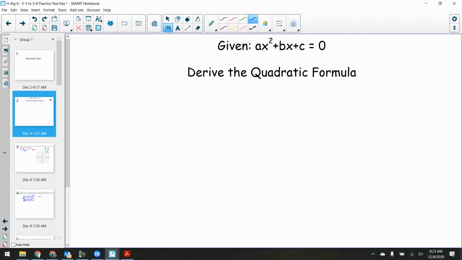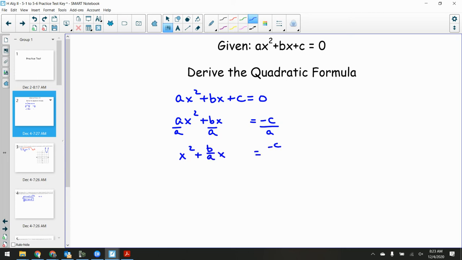Okay, so we've got ax squared plus bx plus c equals 0. Remember, always rewrite your given. Don't skip steps. Subtract the c over. Ax squared plus bx is equal to negative c. Divide through by a. So I've got x squared plus b over a x is equal to negative c over a.